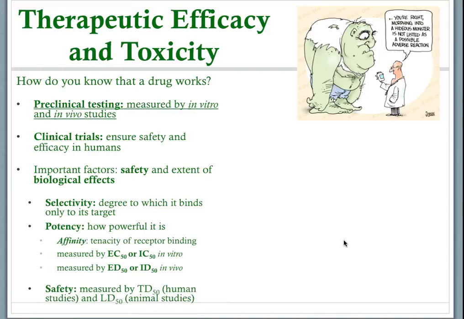Now, the last thing that we need to consider is safety. Again, we're going to have these 50s. So TD50 and LD50 are what we use to measure safety. The T for the safety measure stands for toxicity, so this is toxic dose 50, and LD is lethal dose.